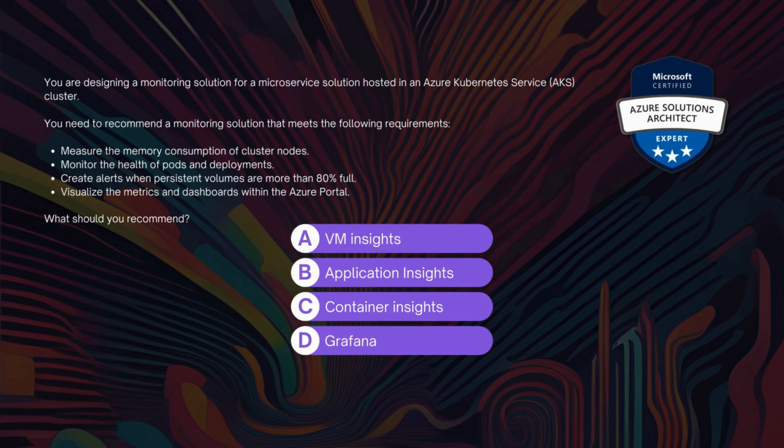You are designing a monitoring solution for a microservice solution hosted in an Azure Kubernetes Service, AKS, cluster. You need to recommend a monitoring solution that meets the following requirements. Measure the memory consumption of cluster nodes. Monitor the health of pods and deployments. Create alerts when persistent volumes are more than 80% full. Visualize the metrics and dashboards within the Azure portal. What should you recommend? Letter A, VM Insights? Letter B, Application Insights? Letter C, Container Insights? Or letter D, Grafana?